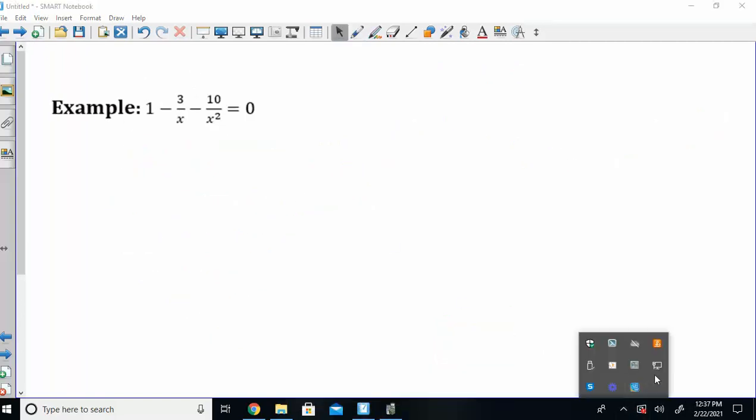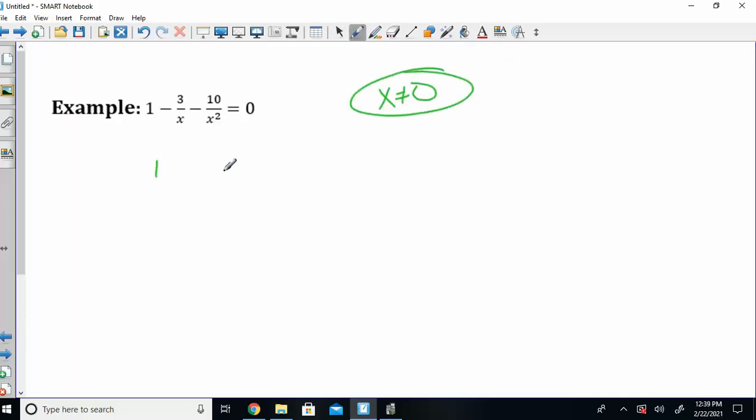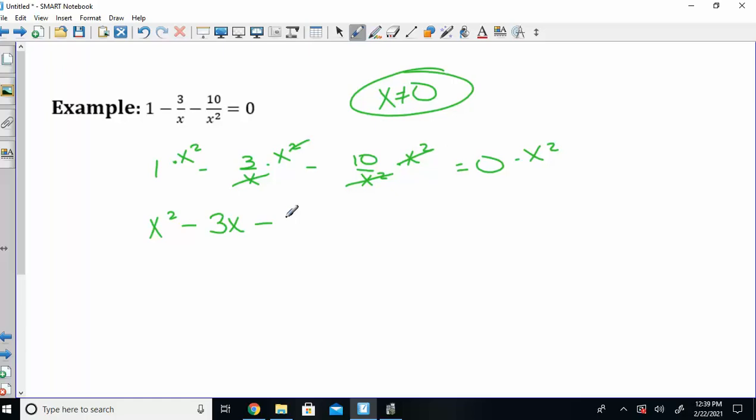Oh, we got that squared. What can x not equal on this one? Okay, so if we multiply by x squared, you have to take it times everything. So 1 times x squared is x squared. 3 over x times x squared. That's 3x. Minus 10 equals 0.